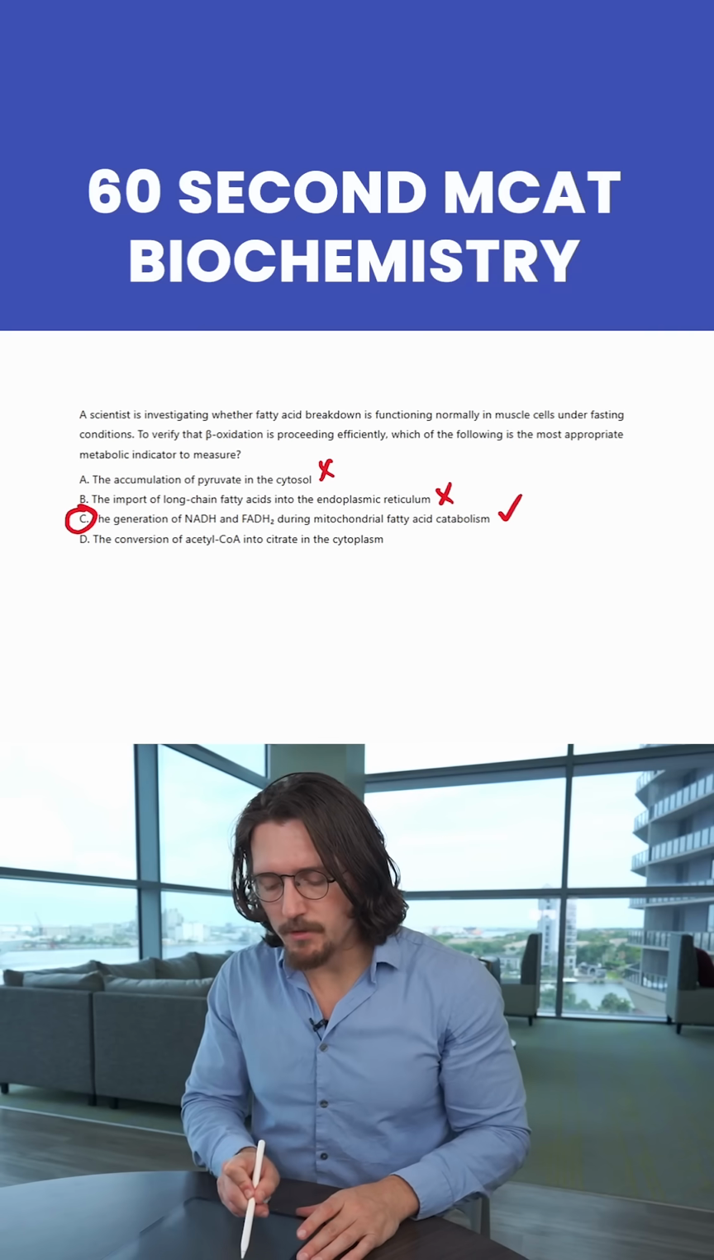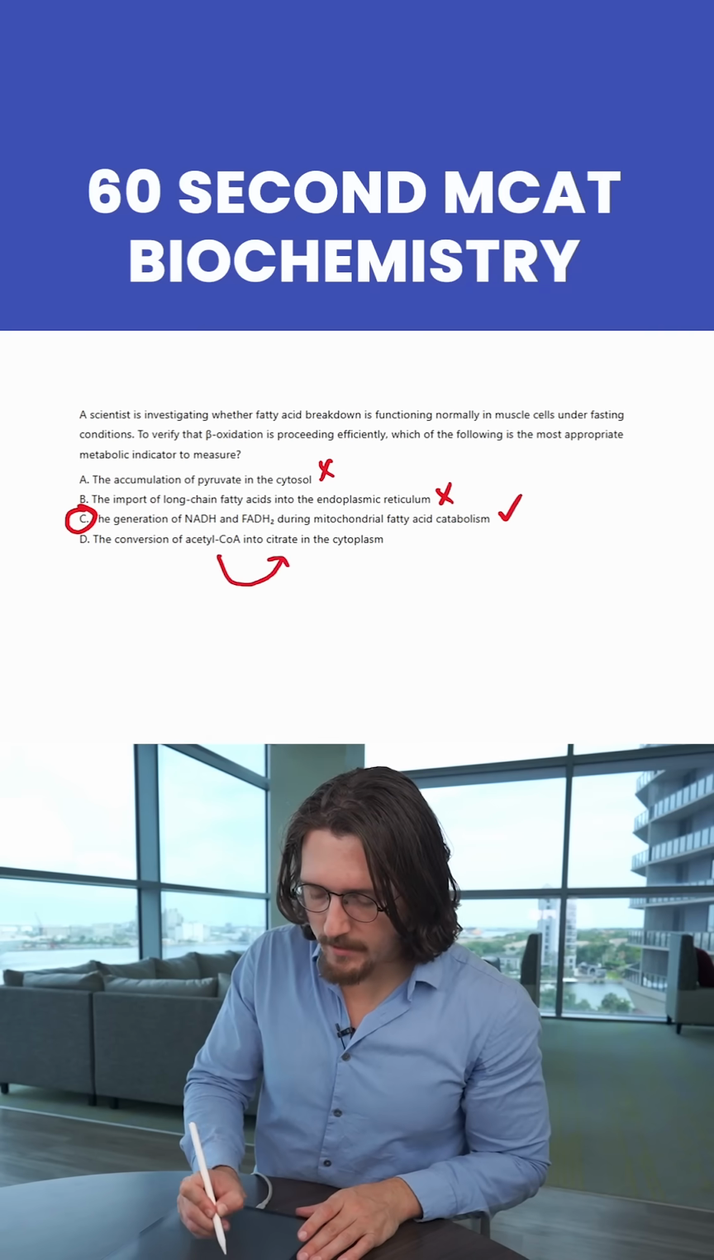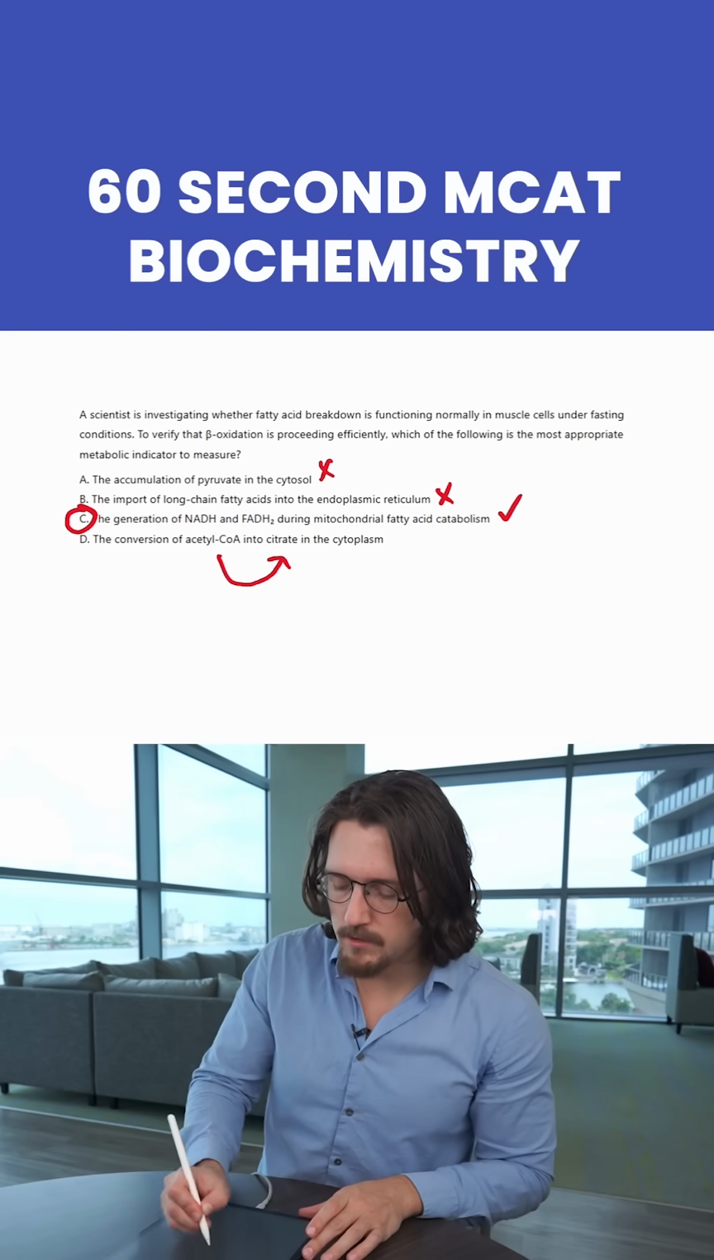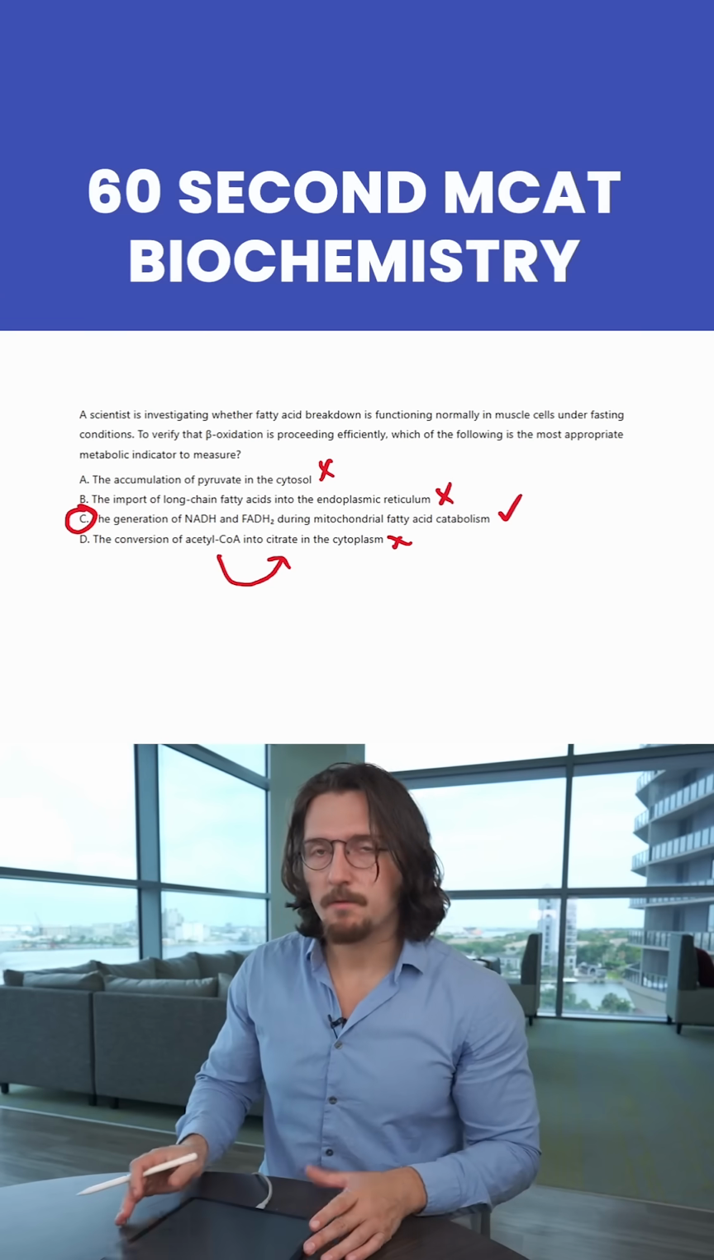And then D, the conversion of acetyl-CoA into citrate in the cytoplasm. Well, this conversion of acetyl-CoA to citrate happens for the purpose of fatty acid synthesis, not fatty acid breakdown. So again, that would be inappropriate to measure, and therefore C is the best answer.